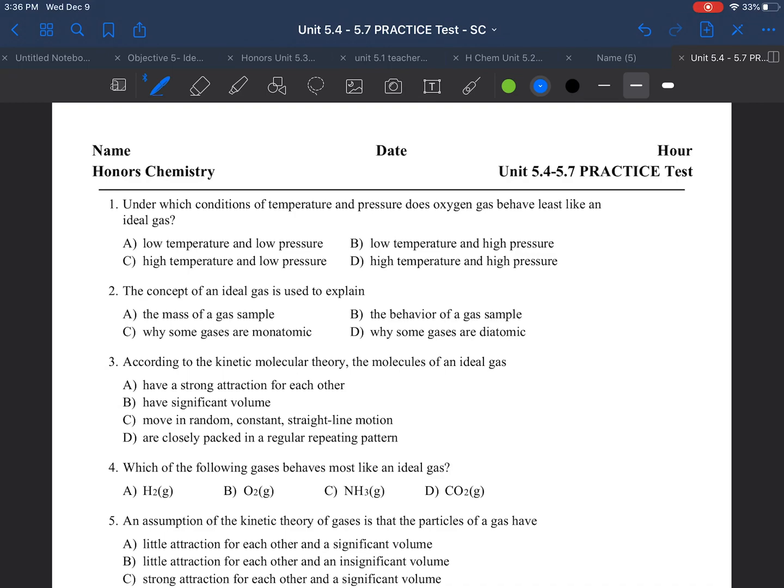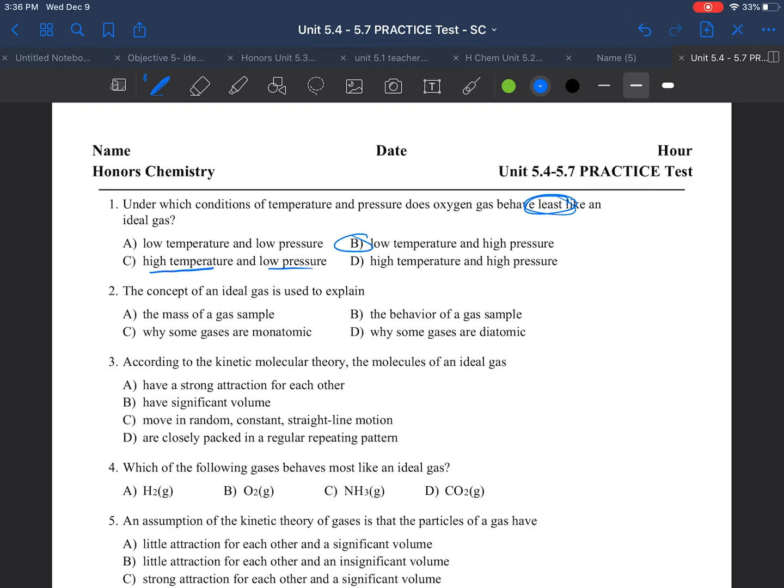And so let's start off right away with number 1. What conditions does an oxygen gas behave least like an ideal gas? To be ideal, you want to have high temperature and low pressure. So when we're talking about least, we want the opposite then: low temp and high pressure.